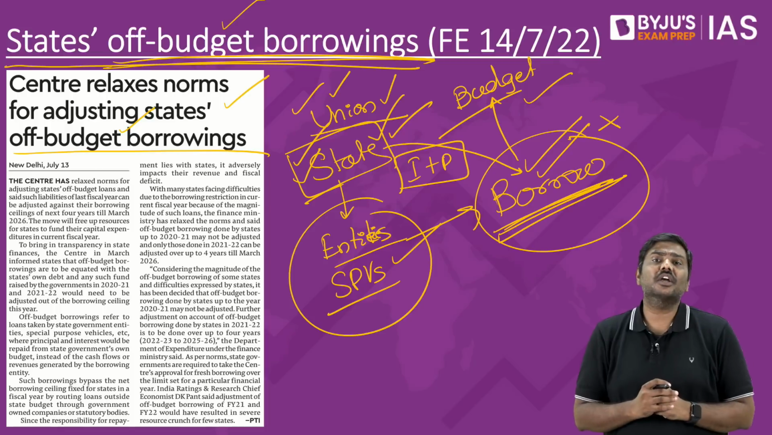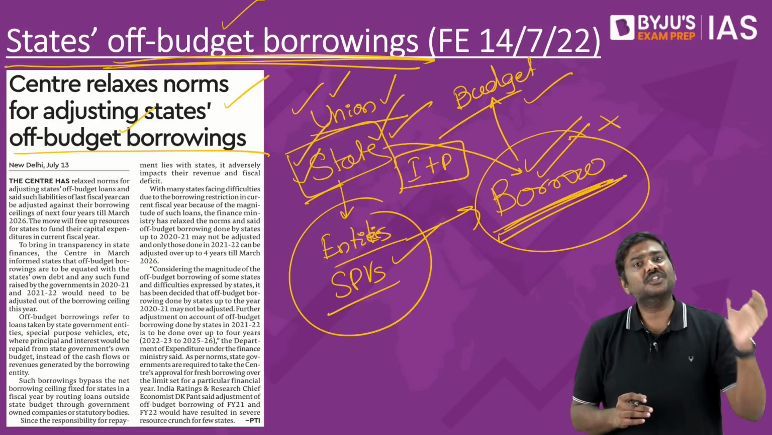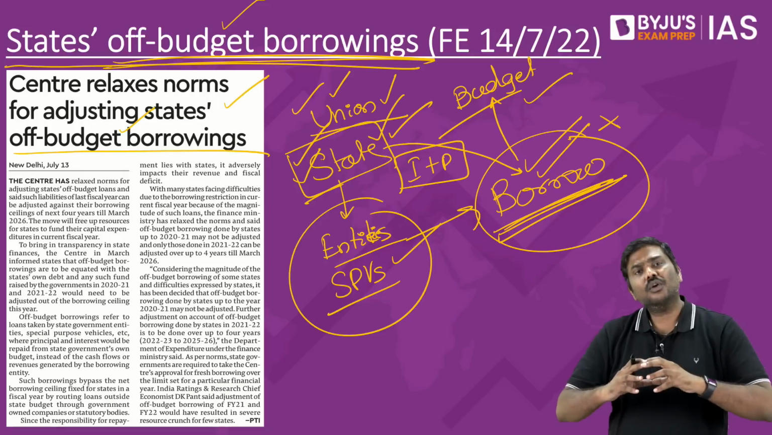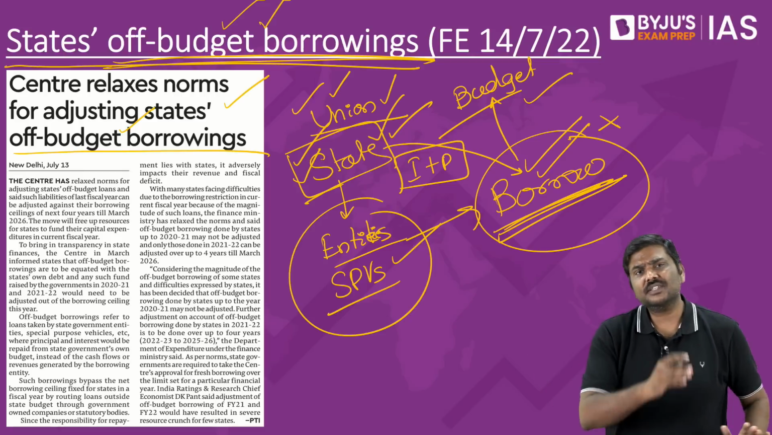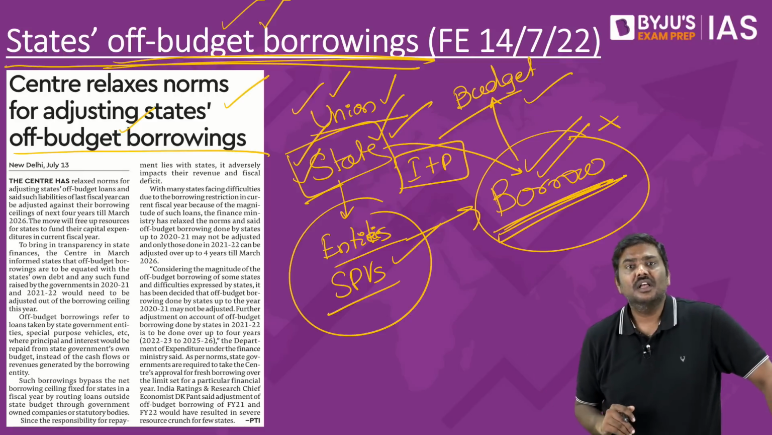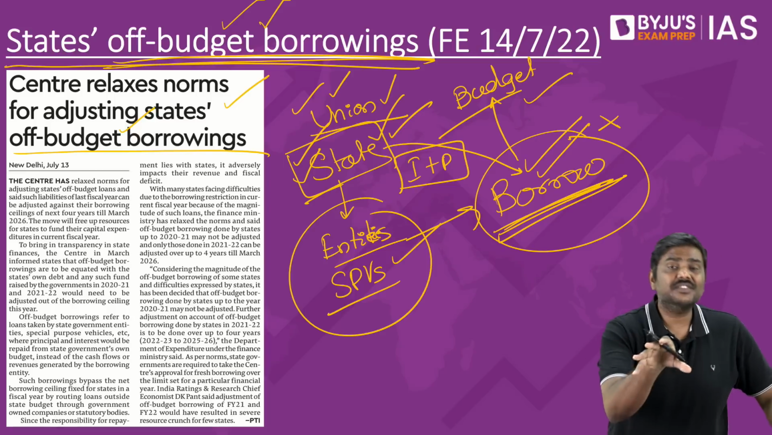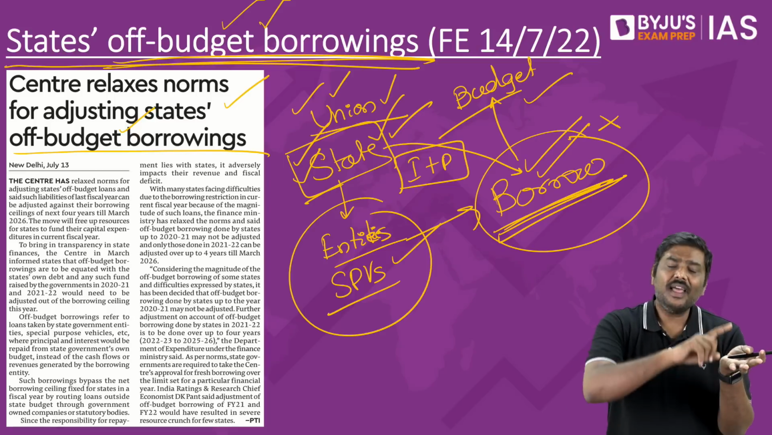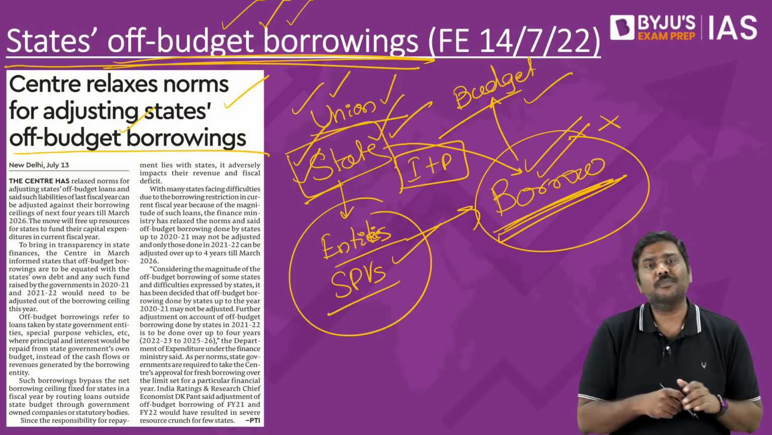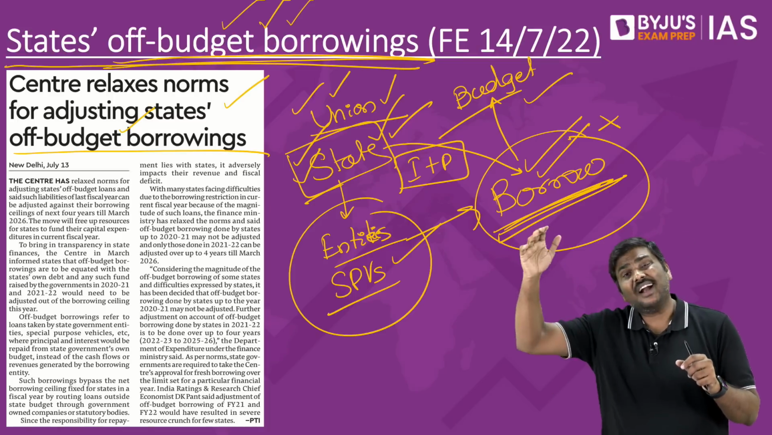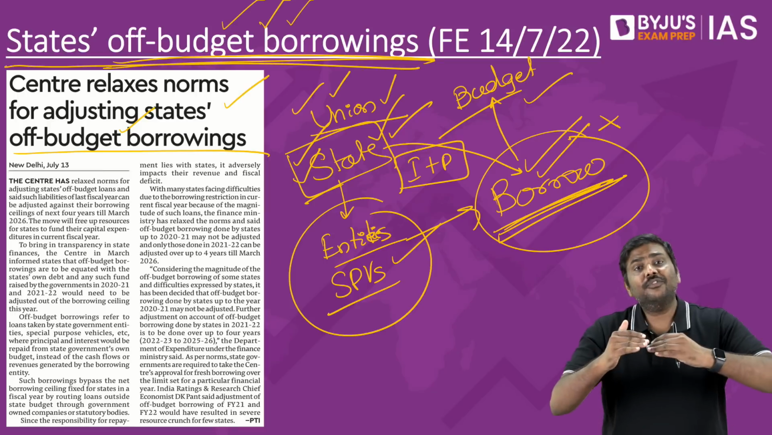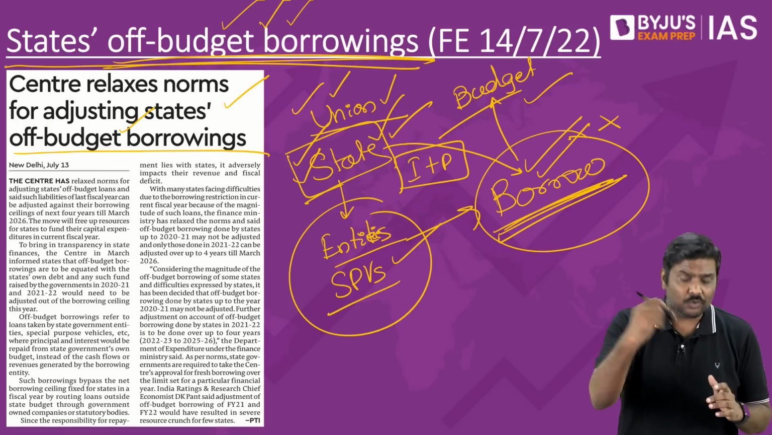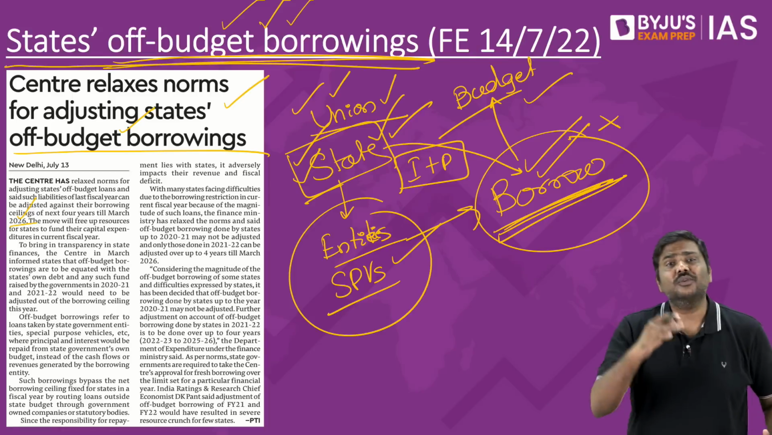Now, what is the article talking about? The states in the last 2 years, that is financial year 21 and financial year 22, have borrowed huge amounts of money through off-budget borrowings. What the central government has told the states is, whatever borrowings you have done in financial year 21 as well as 22 under off-budget borrowings, start adjusting that in the fiscal deficit that would be allocated to you till 2026.